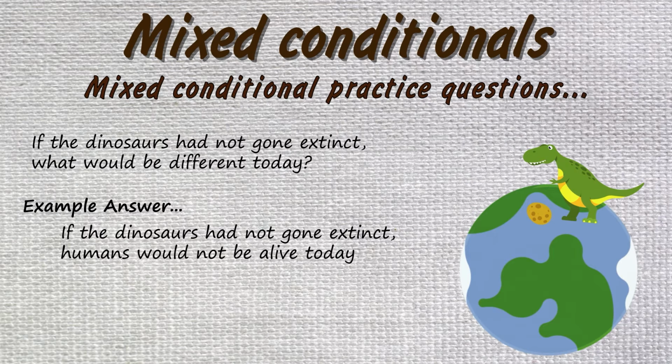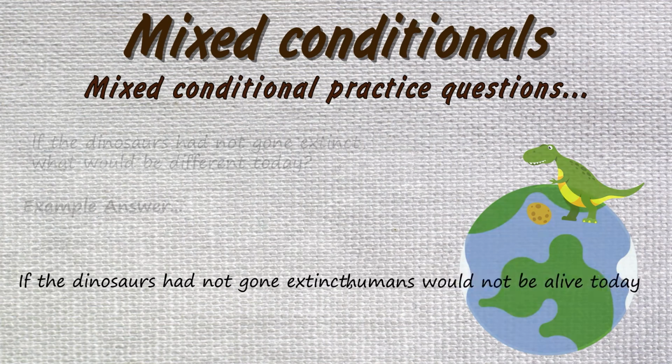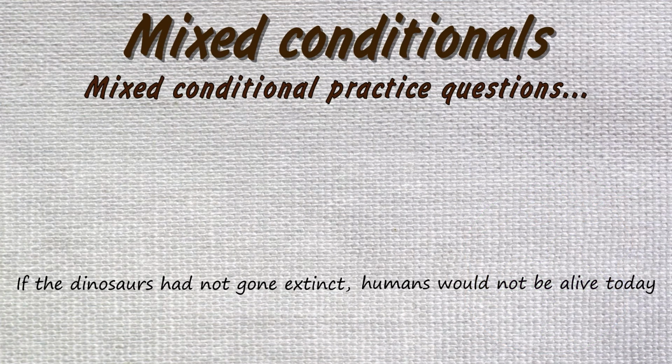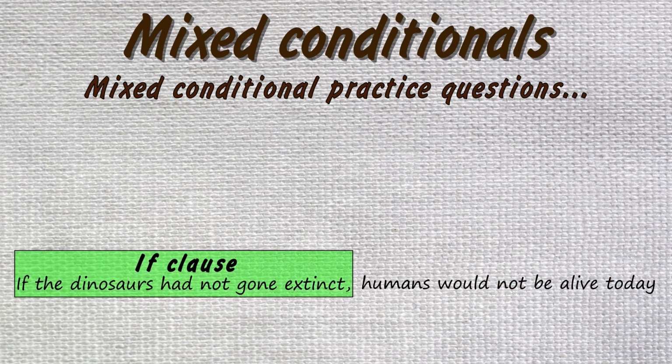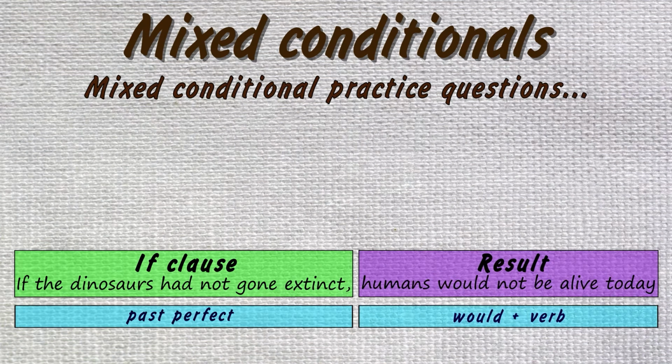This is an example of a past hypothetical condition having a result in the present. For this type of conditional, we have the if clause in the past perfect, and the result clause is would plus verb.